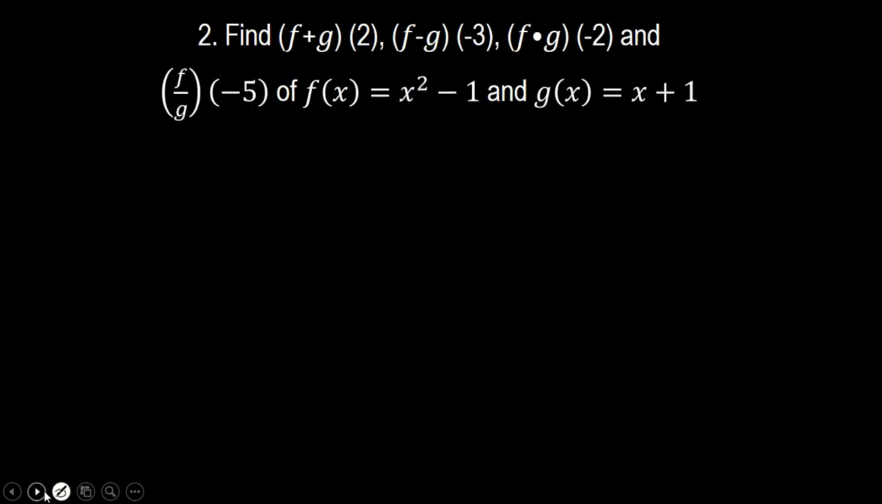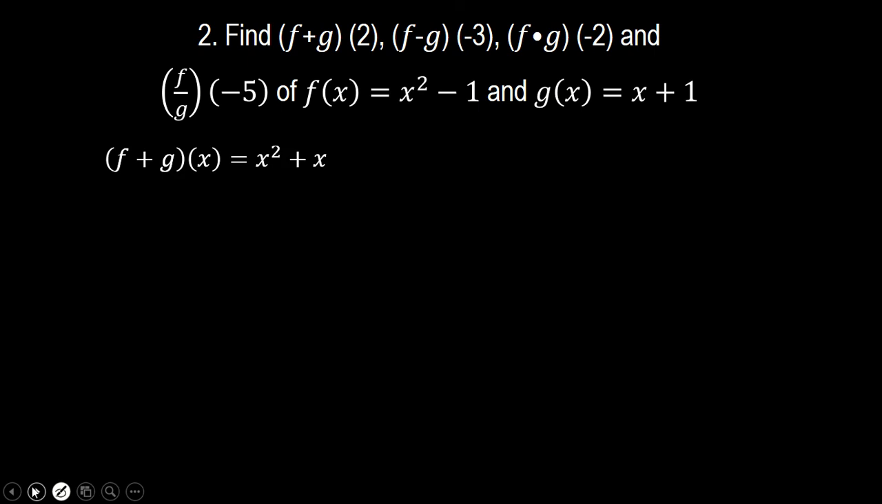In addition, let's have this problem. It's the same, but this time we're going to identify specific values. Given the sum, let's identify if x is equal to 2. For the difference, if x is equal to negative 3. For the product, if x is equal to negative 2. And for the quotient, if x is equal to negative 5. So let's just get the results from the previous slide.